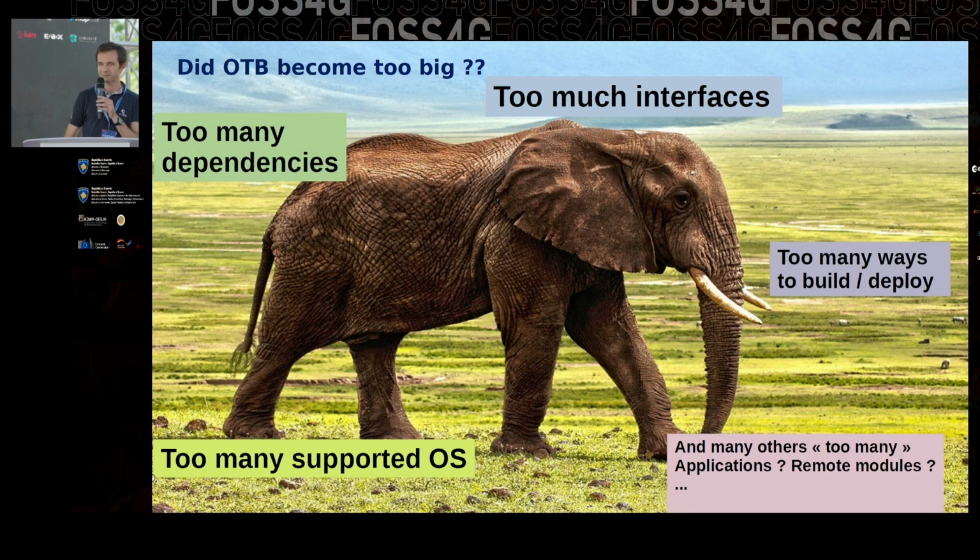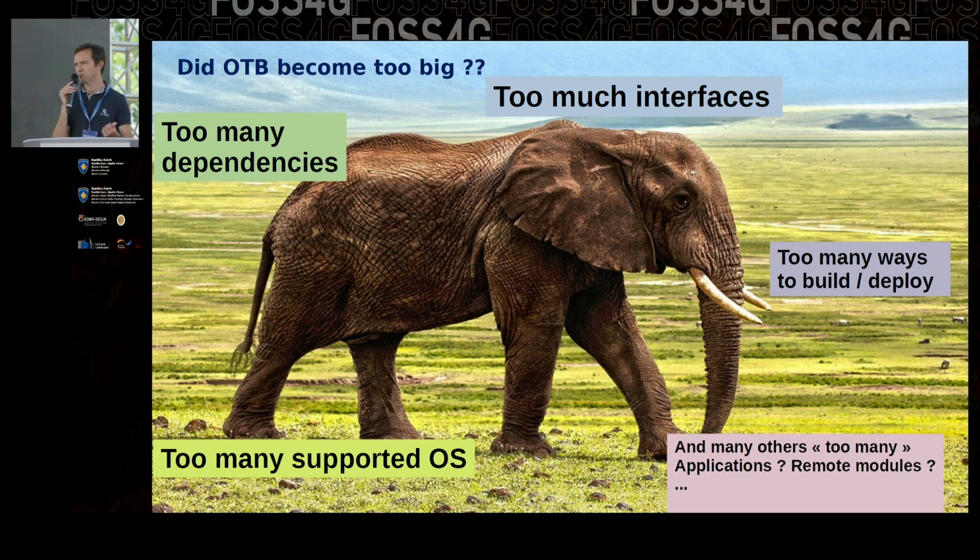So, wow, that's a huge elephant. It's a huge and a little bit elongated Creative Commons elephant. And as you see, some people may think that really OTB became maybe too big. We had a lot of people having difficulties to install Orfeo ToolBox in their Python environment. A lot of people do things differently than 5 or 10 years before, so we have to adapt.